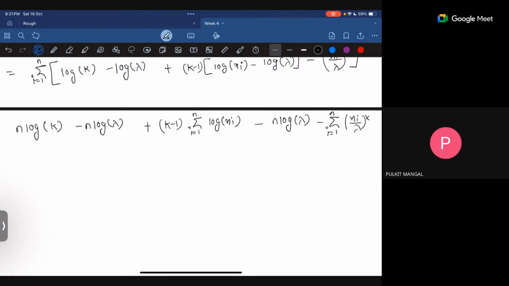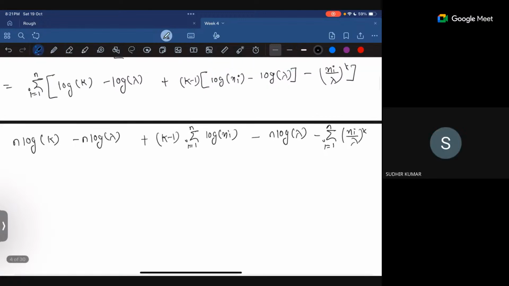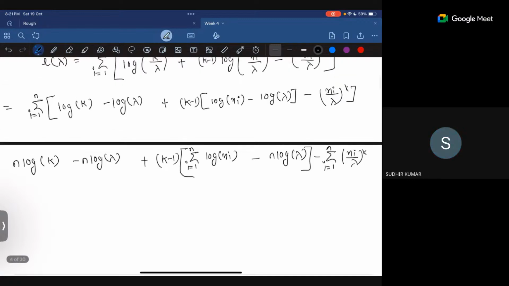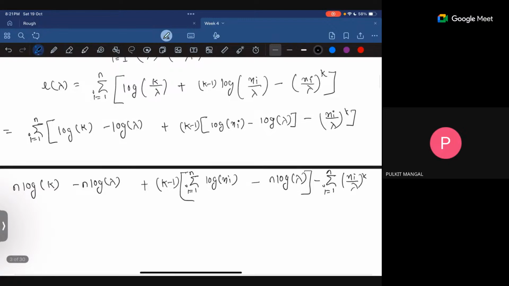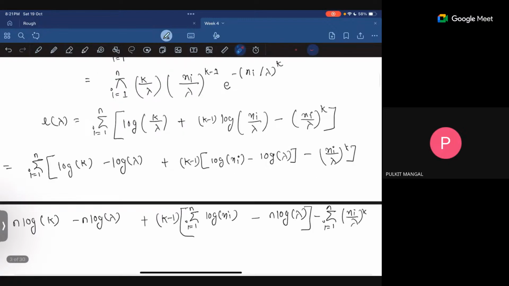Anybody has any doubt? The k minus 1 is multiplied to the whole of this term. Yeah, it would multiply. Okay. Last term, where? Okay, somebody wanted me to reiterate.